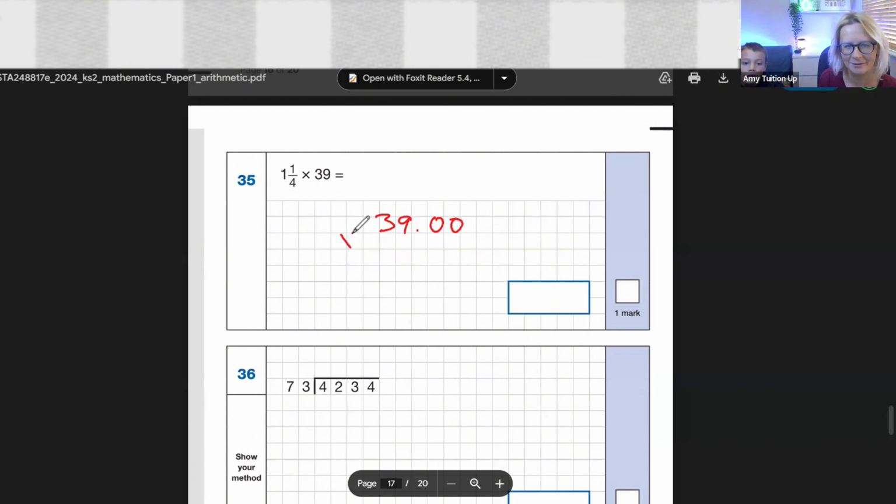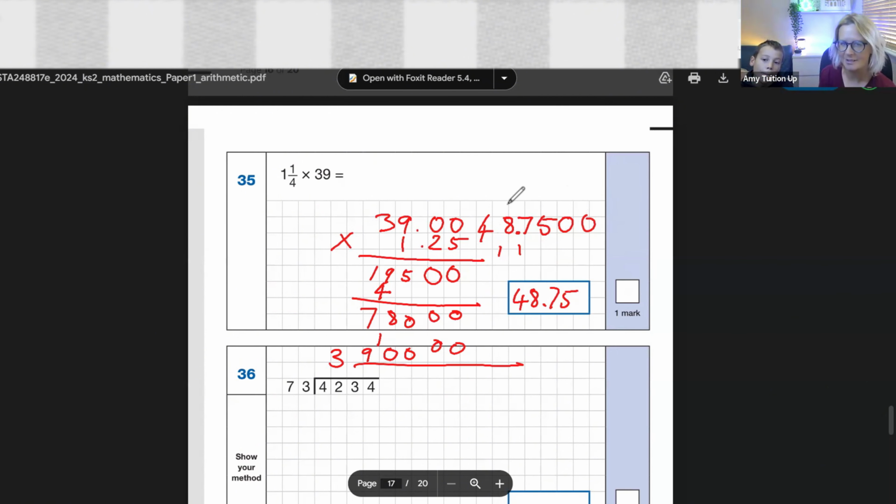39.00 times by 1.25, and then the 5 times, draw a line then, and then the 5 times the 0 is 0, and then the 5 times the other 0 is 0, and then the 5 times the 9 is 45. So you put the 4 down there and the 5 up there. Yes. So we've got 4 decimals in the question. So we need 1, 2, 3, 4 in the answer.